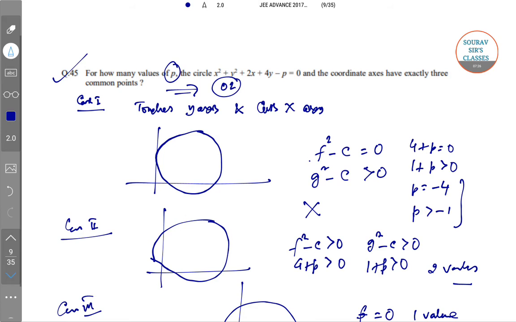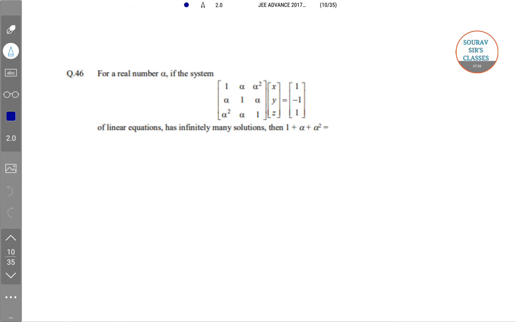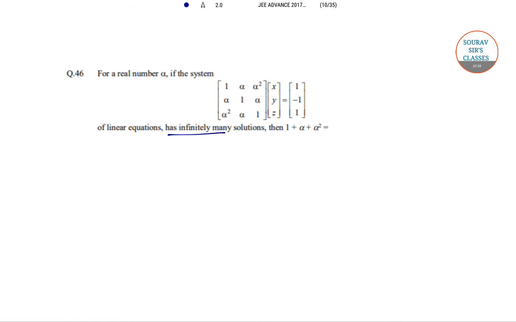Now we proceed to question number 46. For a real number x, if the system of 3 variables of linear equations has infinitely many solutions, then we need to find the value of 1 plus alpha squared. So for infinitely many solutions, the basic structure is that the determinant is 0.